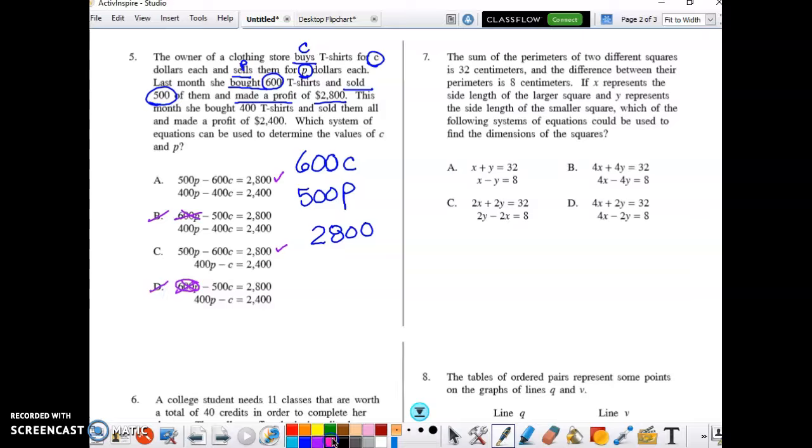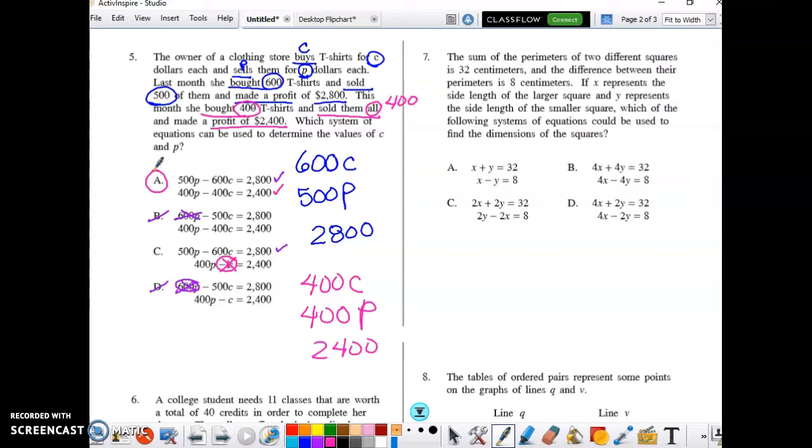Let's continue. Then they say that this month she bought 800 and sold them all. All is the 400, so 400 total. So 400 that she bought, 400 that she sold, that goes with the P, and it made a profit of 2,400. So all of this goes together. 400P minus 400C equals, yes, 400P minus 1C. That means that she only bought one. That's not correct. Okay.